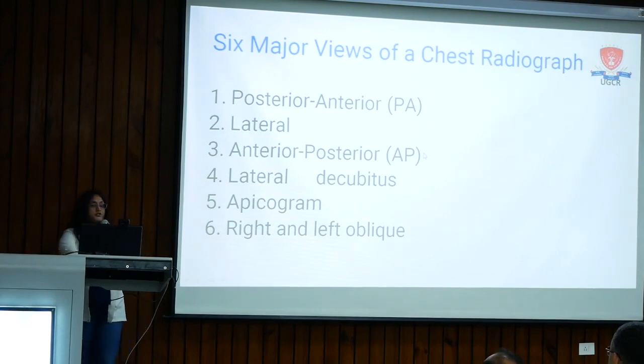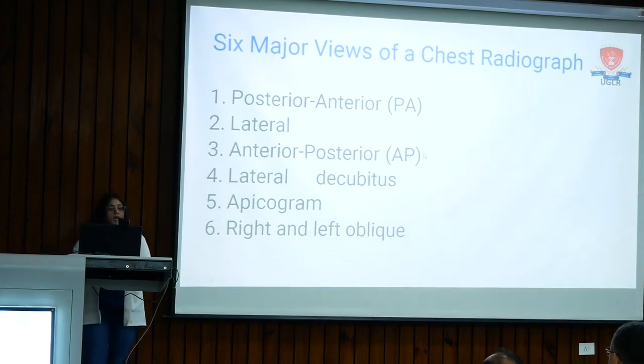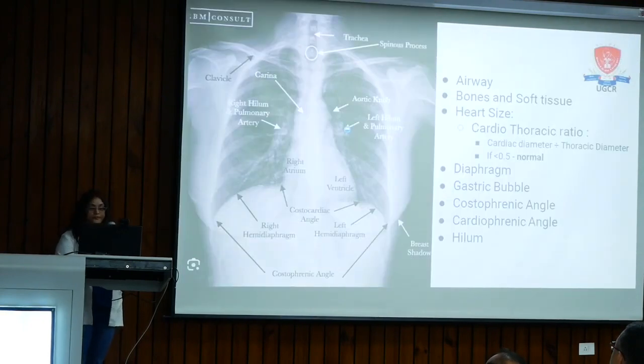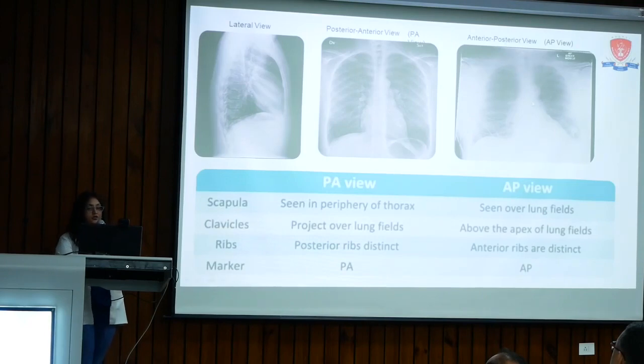There are 6 major views of chest radiograph: posterior anterior view, lateral view, anterior posterior view, lateral decubitus, apicogram, and right and left oblique view. This is the lateral view of a chest X-ray. In posterior anterior view, you can appreciate that the clavicles are projected over the lung fields. In anterior posterior view, you can see that the clavicles are projected above the apex of the lung fields.